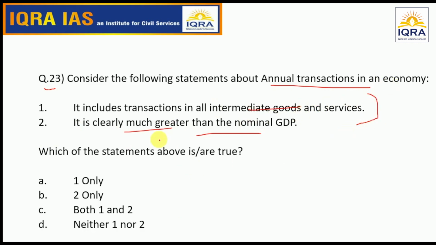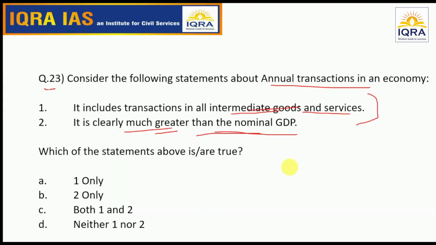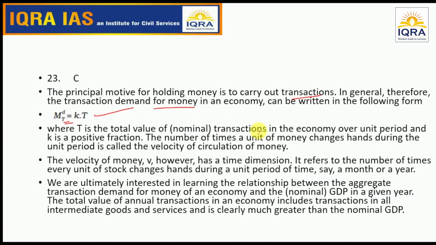So annual transaction is in all intermediate goods and services. It is much greater than nominal GDP. Why? Because the primary motive for holding money is to carry out transaction, and therefore transaction demand for money in an economy can be written in this form, where T is the total value of transactions, and K is the positive fraction. So it's simply greater than; first of all transactions are included, and second, it is greater than nominal GDP.